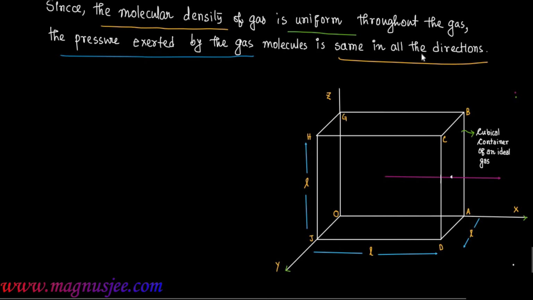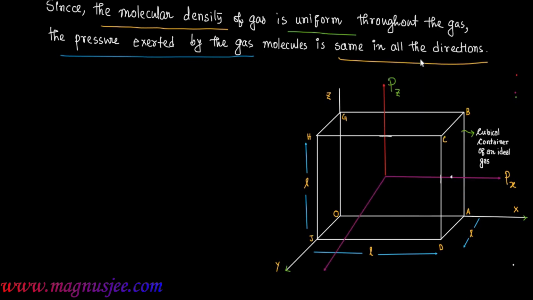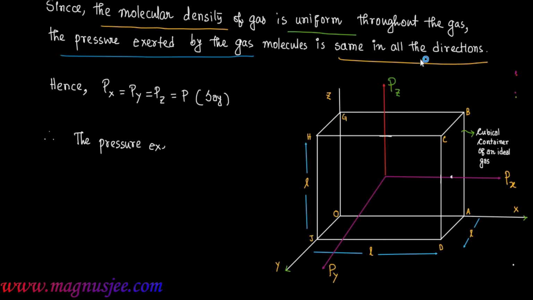So we can denote the pressure exerted on the wall ABCD along x-axis as Px, and pressure exerted by the gas molecules along z-axis can be denoted by Pz. Pressure exerted by the gas along y-axis can be denoted by Py. We have three pressures in three different directions, that is Px, Py and Pz. Hence Px will be equal to Py will be equal to Pz equal to P. That is assumed. These three pressures in three different directions are equal and they are denoted by P.